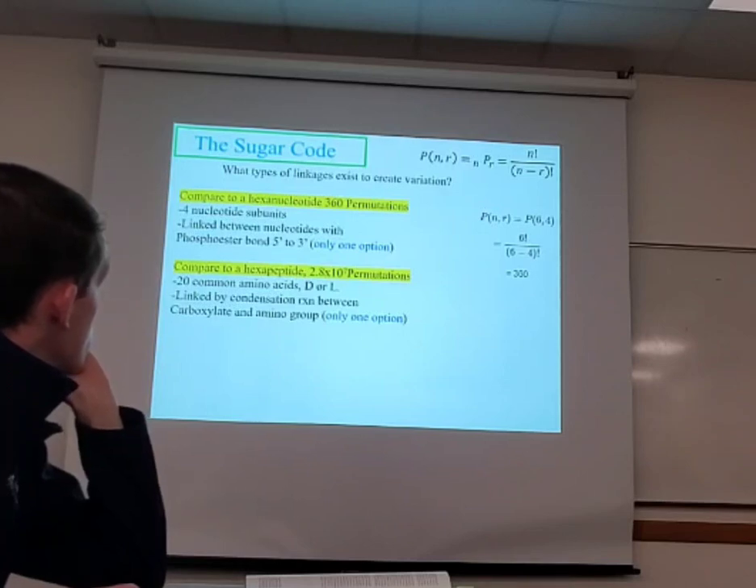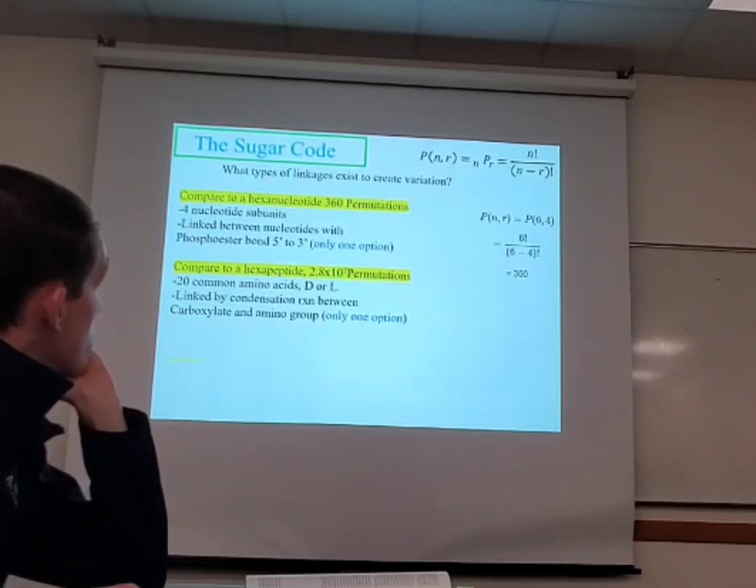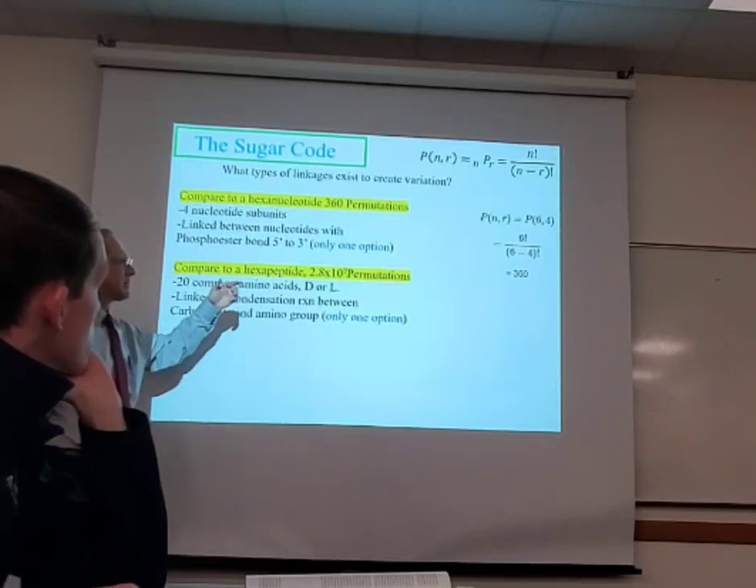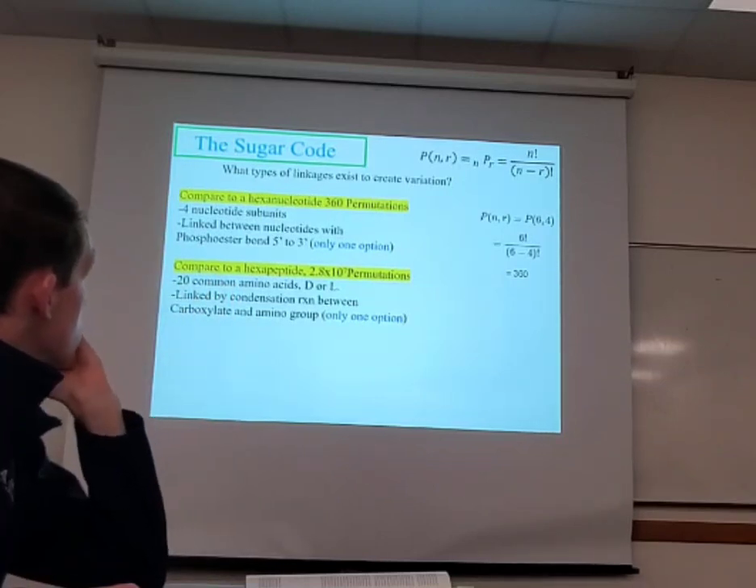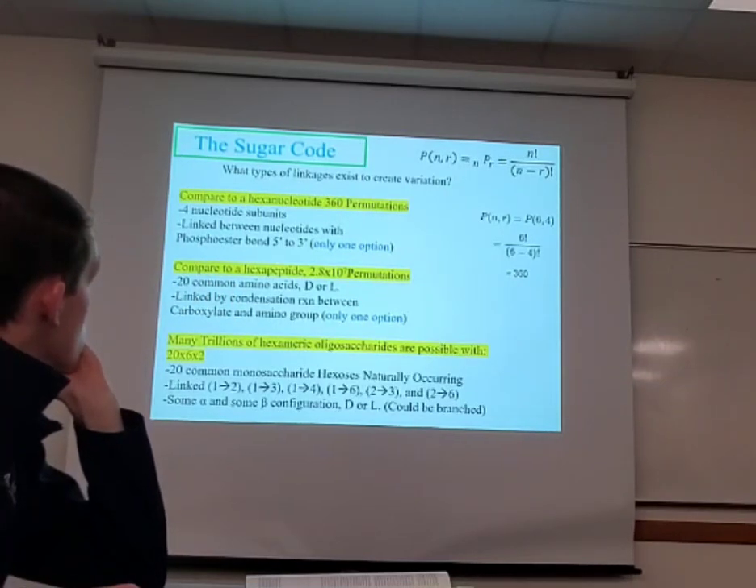But they're the carboxylate and amino group. We're doing N-terminus to C-terminus. That gives me 2.8 times 10 to the 7th permutations. I'm not showing the math, but what are we doing? It's the same sort of game. All right. So, turns out that there's trillions of hexameric oligosaccharides.